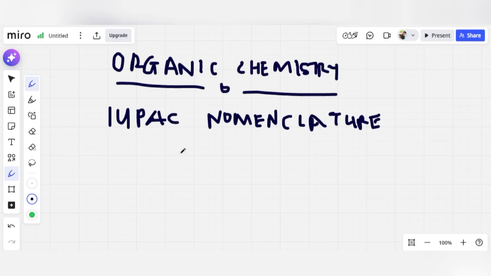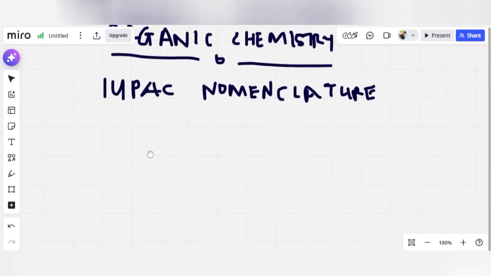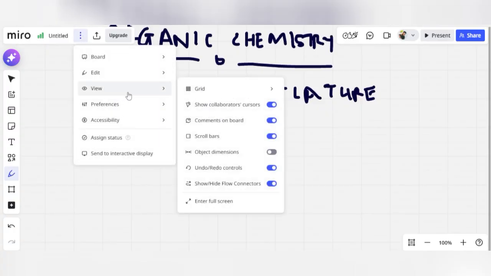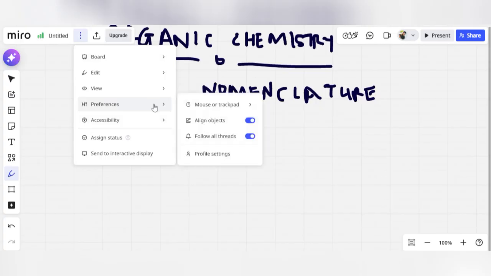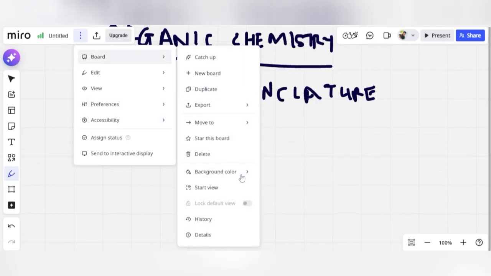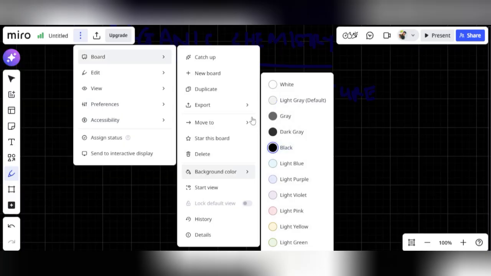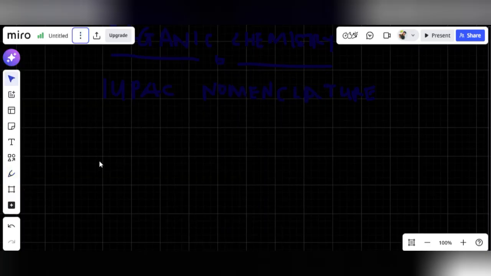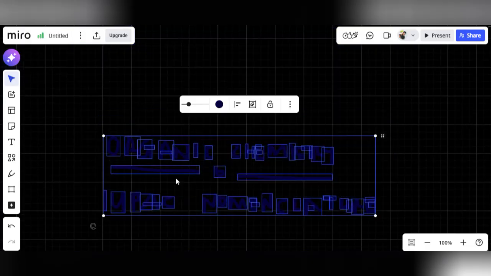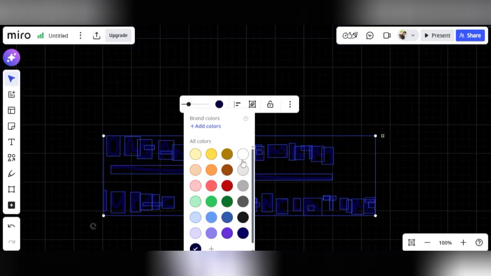All right. Now in our IUPAC nomenclature, let me switch to dark mode. Okay, background color black. Let me switch to dark mode. Okay, and make this white.